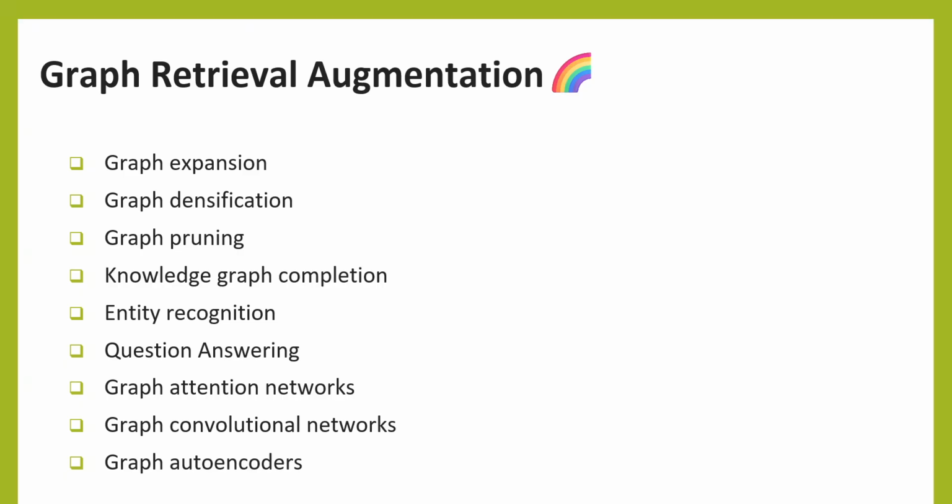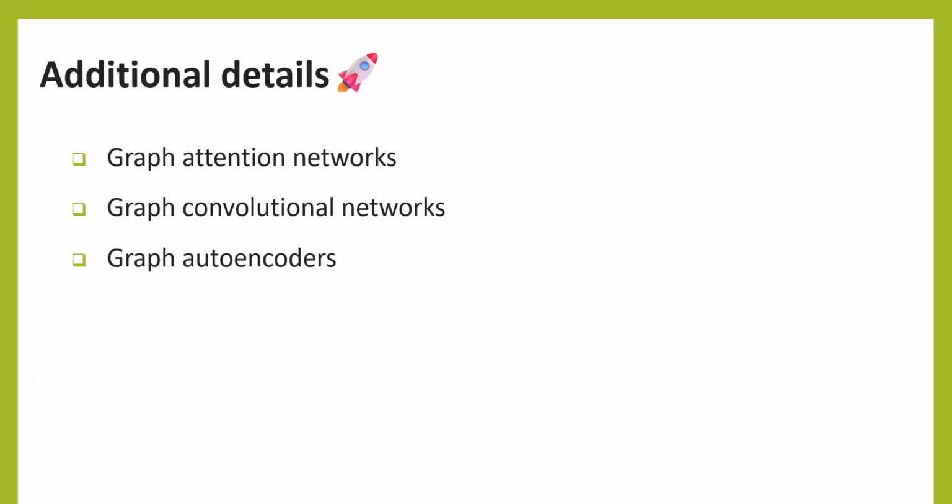Some popular graph retrieval augmentation techniques include graph attention networks, which means using attention mechanisms to weight edges and nodes in the graph. Graph convolutional networks use convolutional neural networks to learn graph representations. And finally, the graph autoencoder uses autoencoders to learn compact graph representations. And these are some additional details on the techniques mentioned.